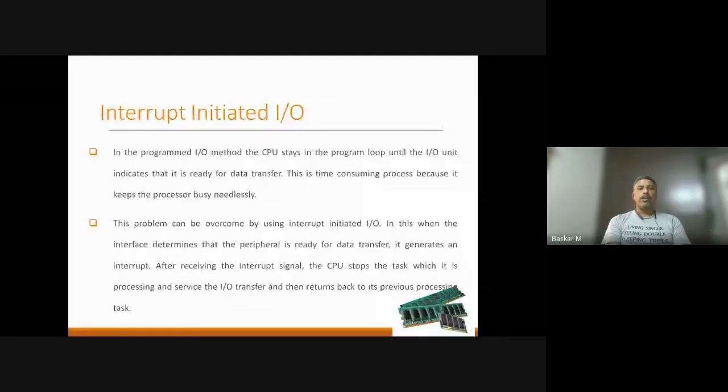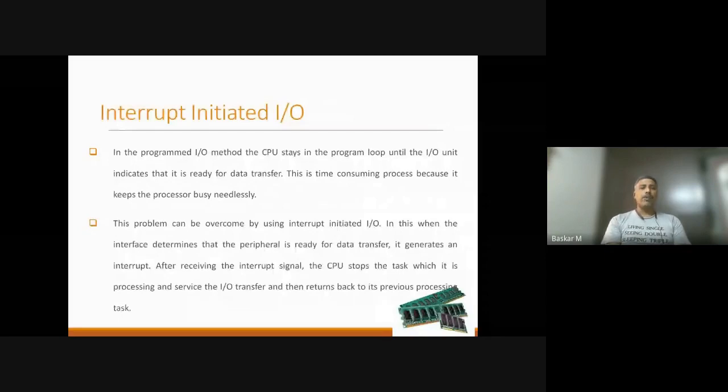Here, what happens? When running the program, until the user gives the input, the processor needs to wait. Understood? That's the problem: the CPU needs to keep on monitoring and wait until it gets the input from the input device. So that's the problem we are facing with program IO. This is a time consuming process because sometimes the IO devices do not respond properly at the expected speed of the CPU.